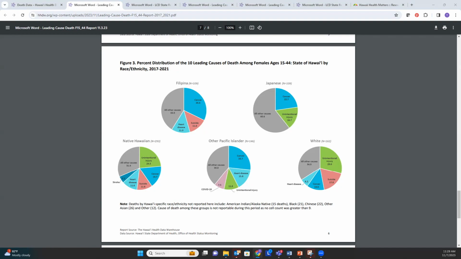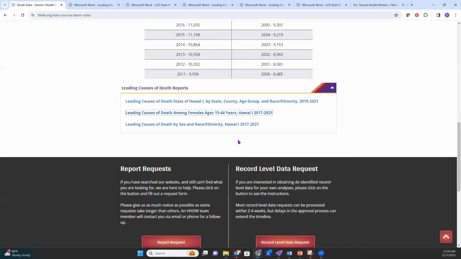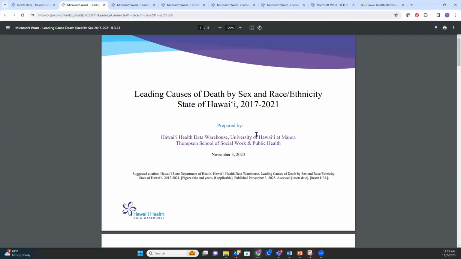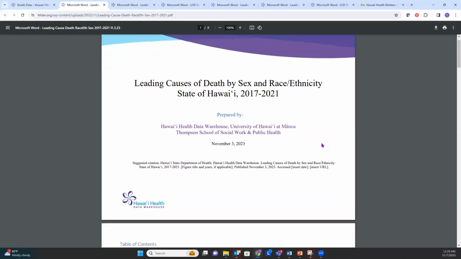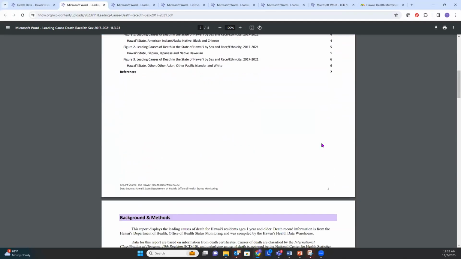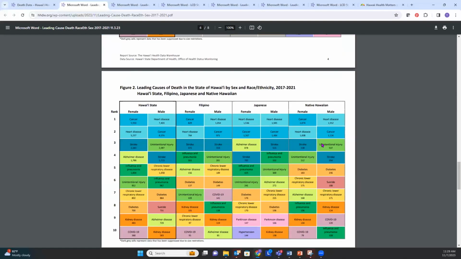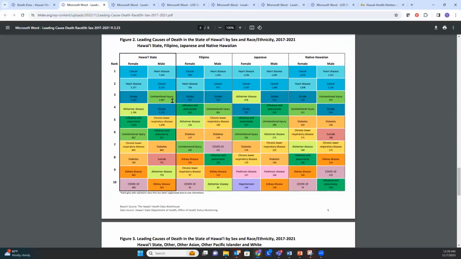And then the next question is, what's the leading cause of death amongst Japanese females from 2017 to 2021? So we're looking at something that needs to be by sex and race ethnicity. So I can come down here to this report, and I can scroll down to Japanese females, and I can see that the third leading cause of death among Japanese females is Alzheimer's disease. And how does that compare to others? Well, compared to the state where it ranks fourth, it's the third among Japanese females.